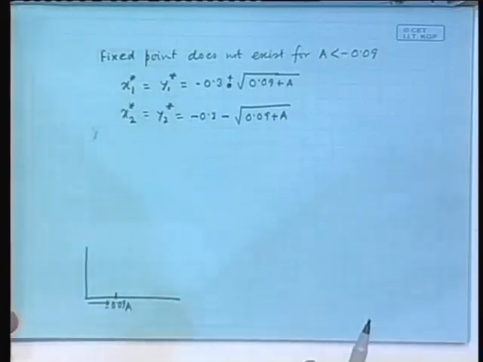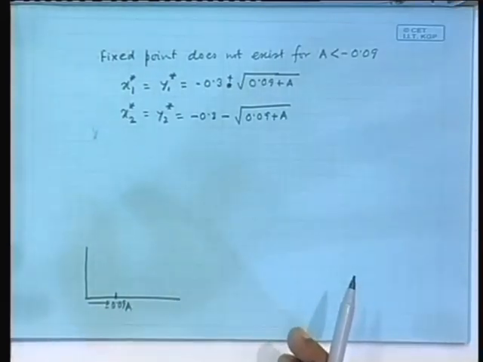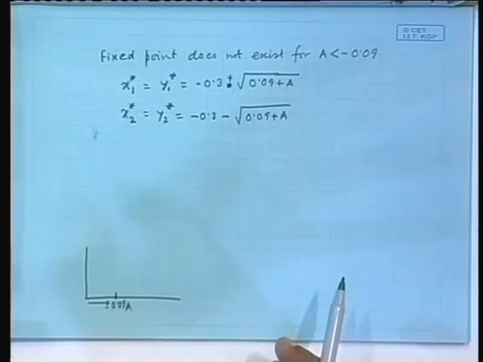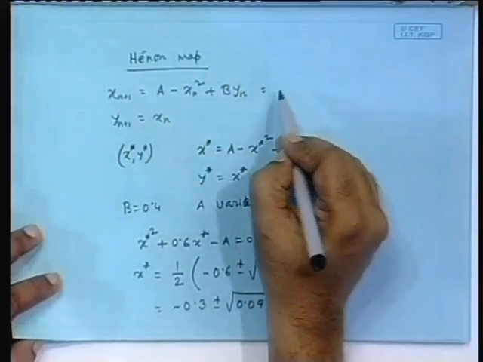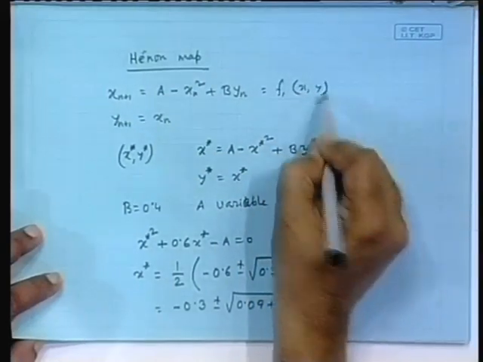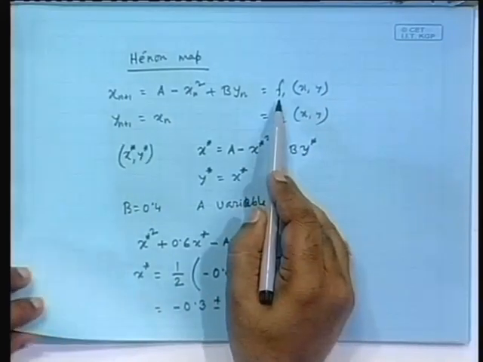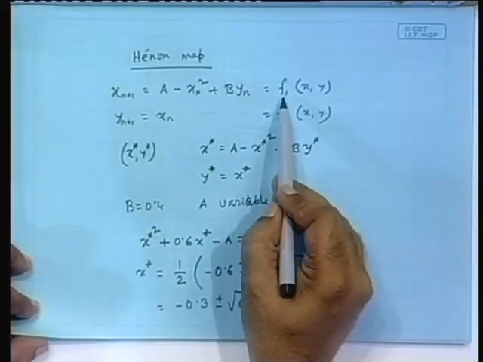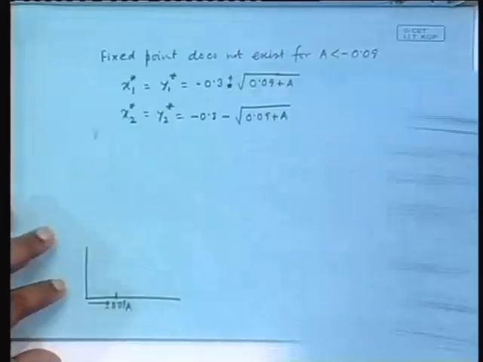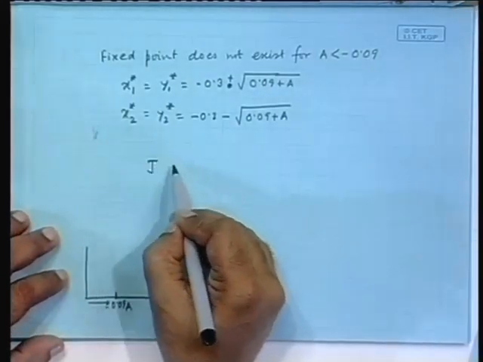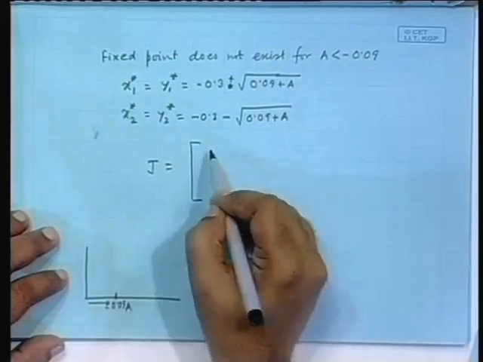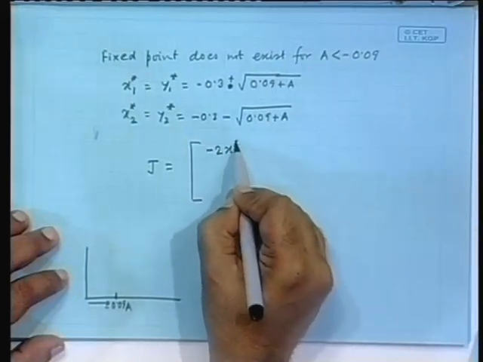Now, we need to find out what kind of behavior they have. How will you do that? We have to take the Jacobian and study each one individually. So, for this equation you take the Jacobian, this is your F1 of x y and this is your F2. What will be the first term? The first term would be minus twice x star.